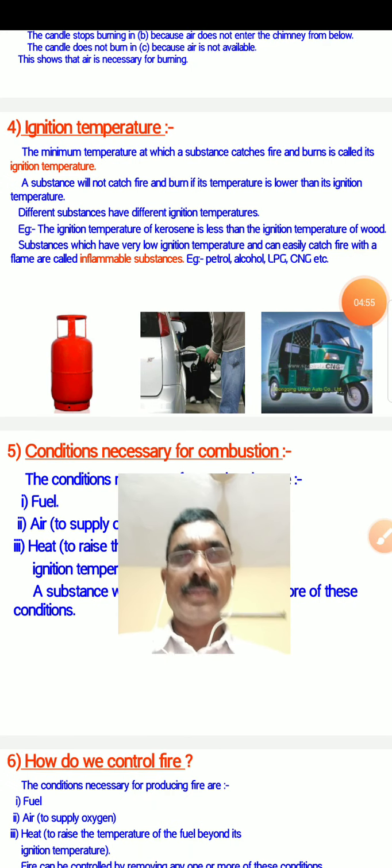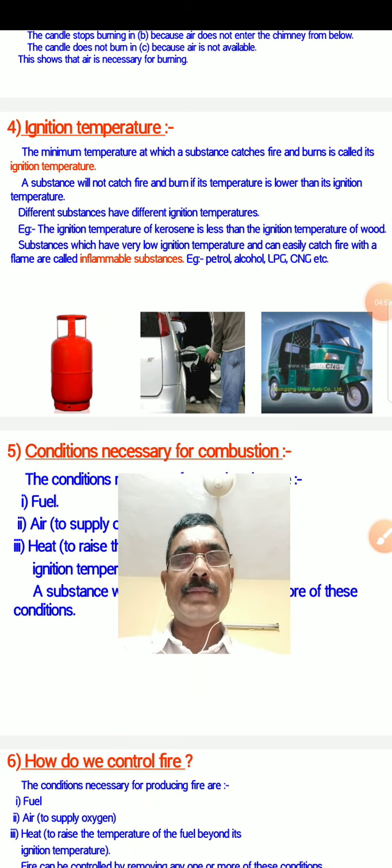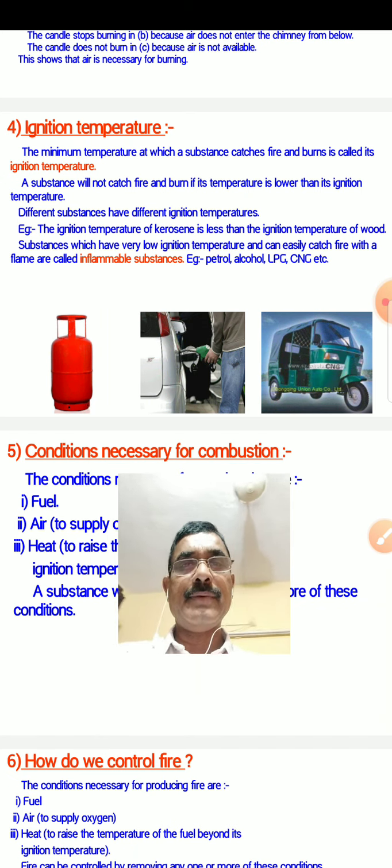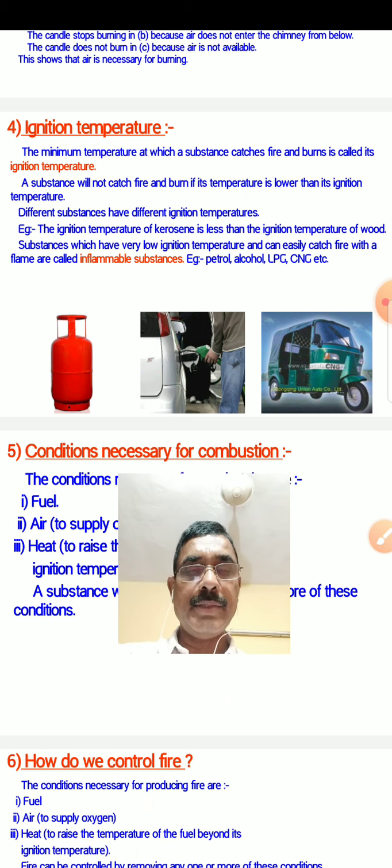So coming to ignition temperature, it is the minimum temperature at which a substance catches fire and burns. A substance will not catch fire and burn if its temperature is lower than its ignition temperature. Different substances have different ignition temperatures. For example, the ignition temperature of kerosene is less than the ignition temperature of wood.